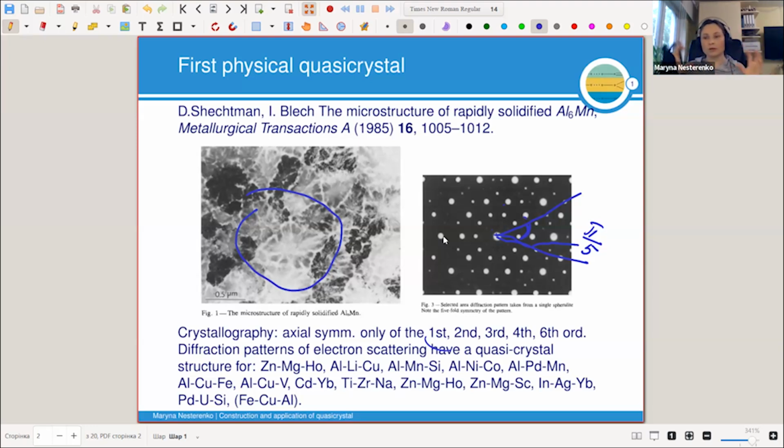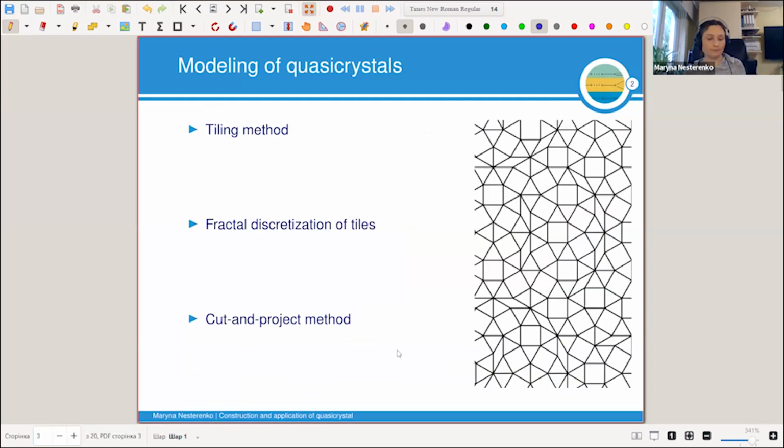So we have no translational symmetry in any dimension. To construct such an object, up to now there are several approaches. Let me explain the basic ideas of these approaches.